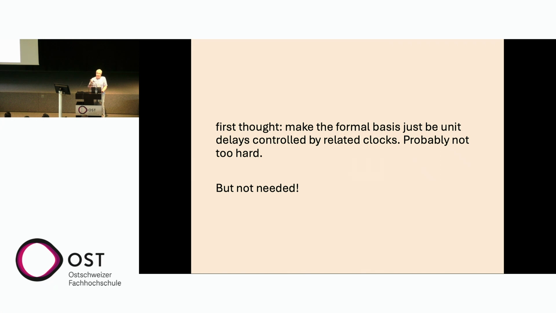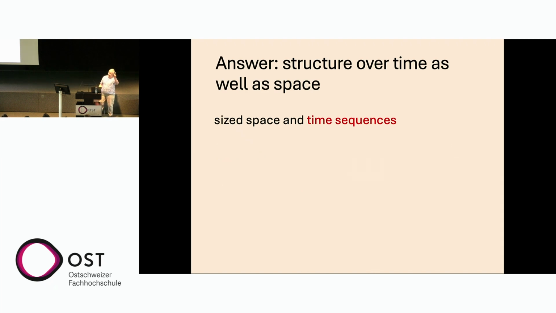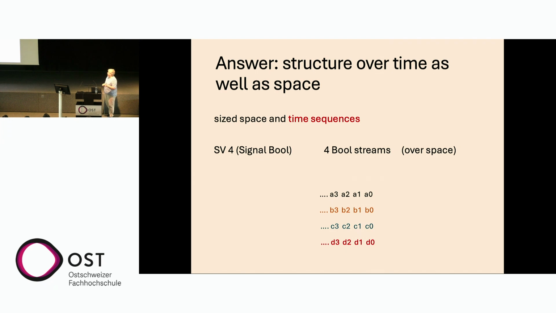Well, you could think of having as the formal basis on which you do your verification just be unit delays controlled by related clocks. Clocks whose frequency is related. That's probably not too hard to do, but it doesn't need it. So I have a simpler solution, I think. And I think the answer is to use sized space and time sequences. So I used lists earlier as what I call the sequences over space. But these days I'm going to use sized vectors.